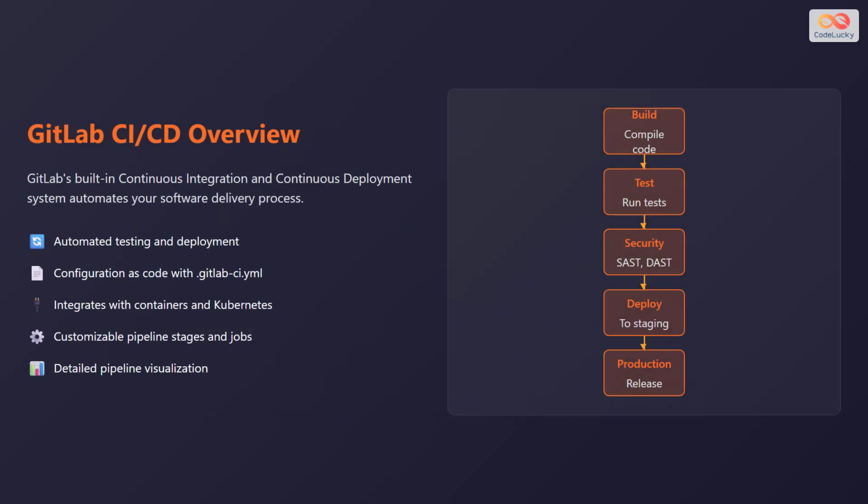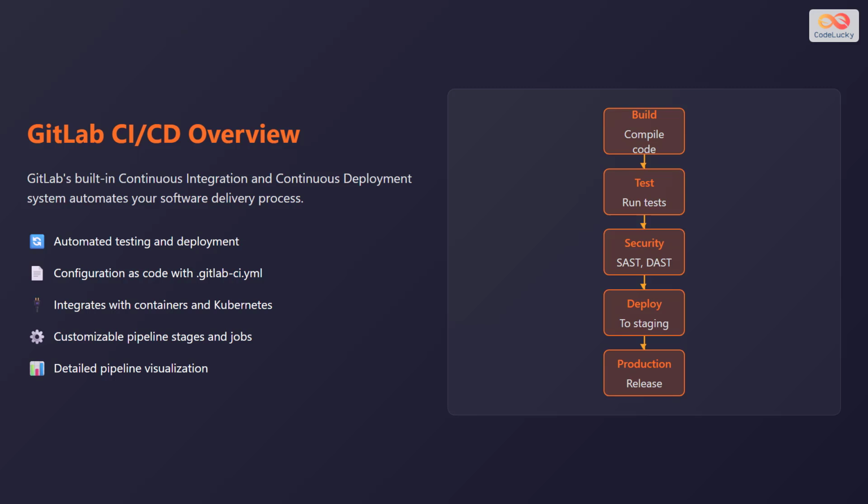GitLab's built-in continuous integration and continuous deployment system automates your software delivery process. The key features of GitLab CI/CD are automated testing and deployment, configuration as code with .gitlab-ci.yml files, integration with containers and Kubernetes, customizable pipeline stages and jobs, and detailed pipeline visualization.